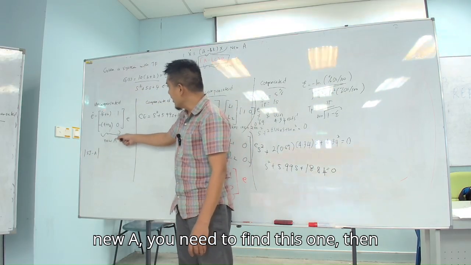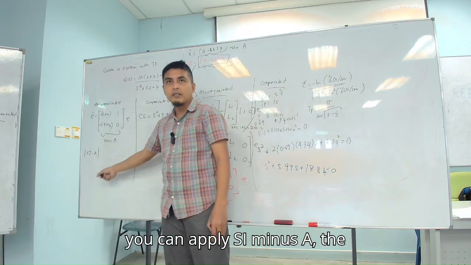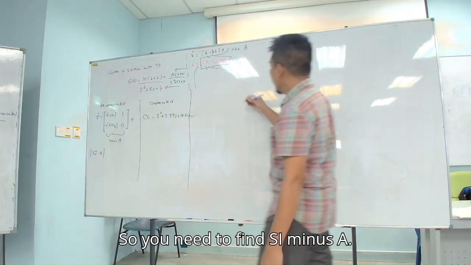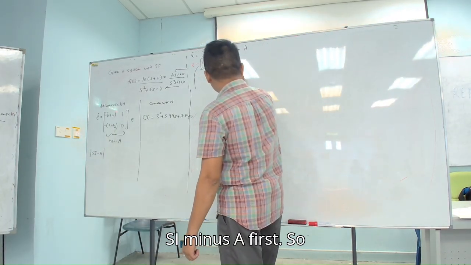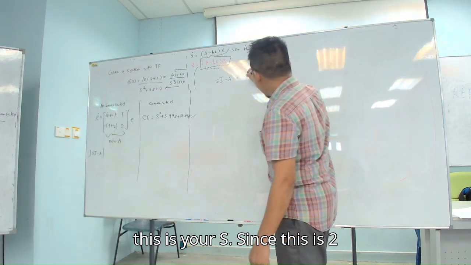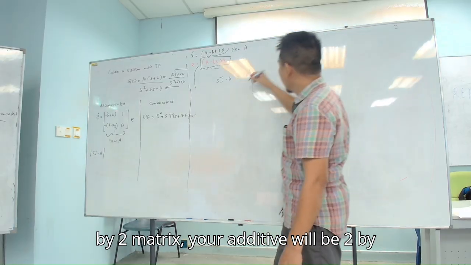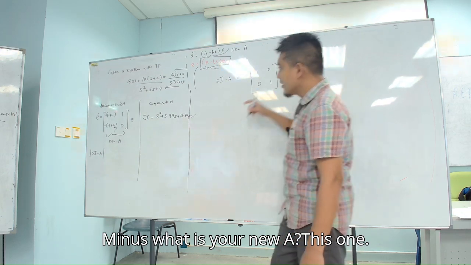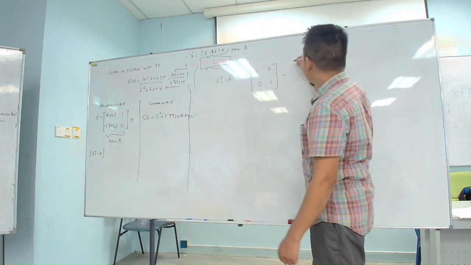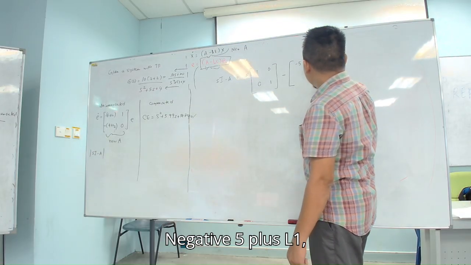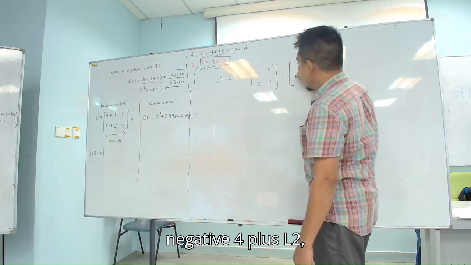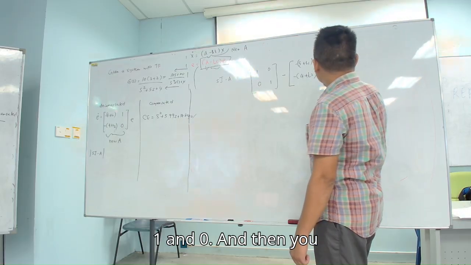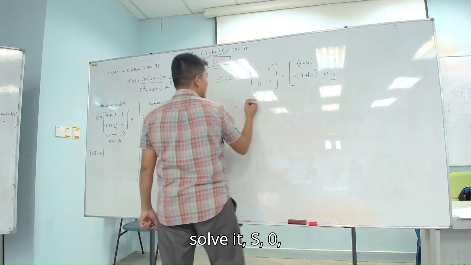So this is your new A. You need to find this one. Then you can apply the determinant of sI minus A. Okay. So you need to find sI minus A first. So this is your S. Since this is a 2 by 2 matrix, your identity will be 2 by 2 also. Minus what is your new A? This one: negative 5 plus L1, negative 4 plus L2, 1 and 0.